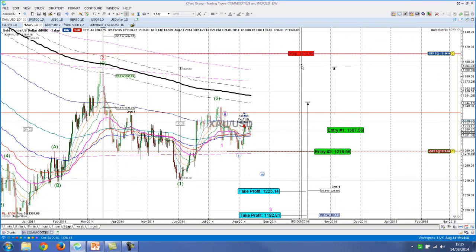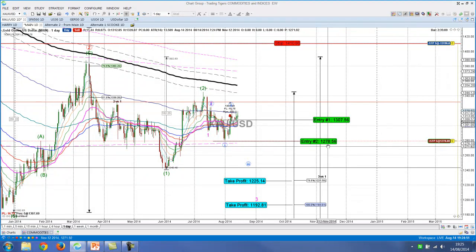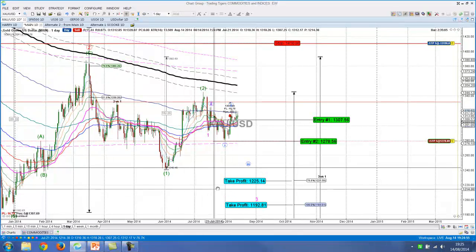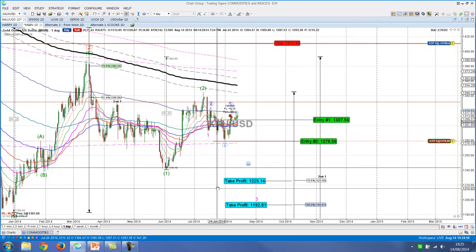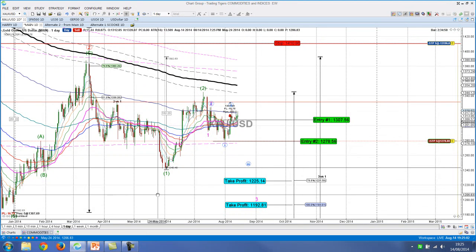That's right. So we've got another entry down here at 1278.56, and profit targets at 1225.14 and 1192.81. Okay, that's the main count.